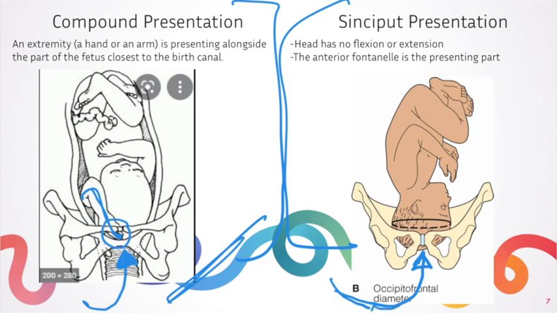I put my 2 fingers in to do a pelvic exam, and I went right into the anterior fontanelle. I should not be feeling the anterior fontanelle, right? Because I should be feeling the back of the baby's head, which is there. This patient as well is having a C-section.